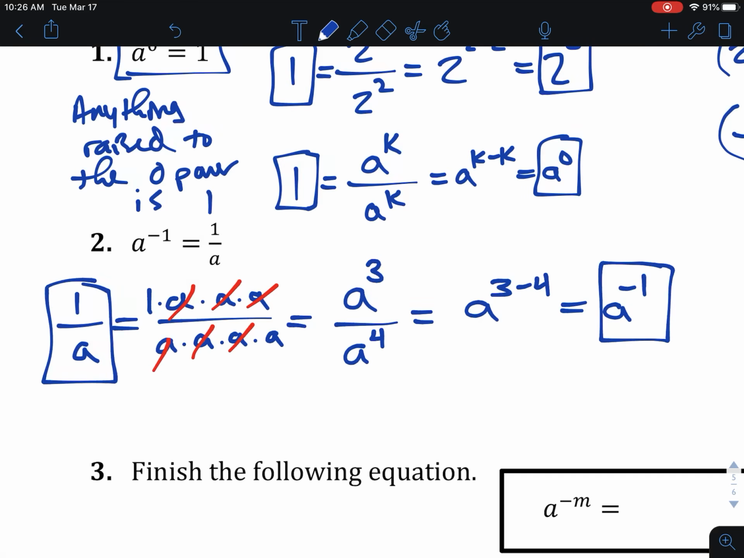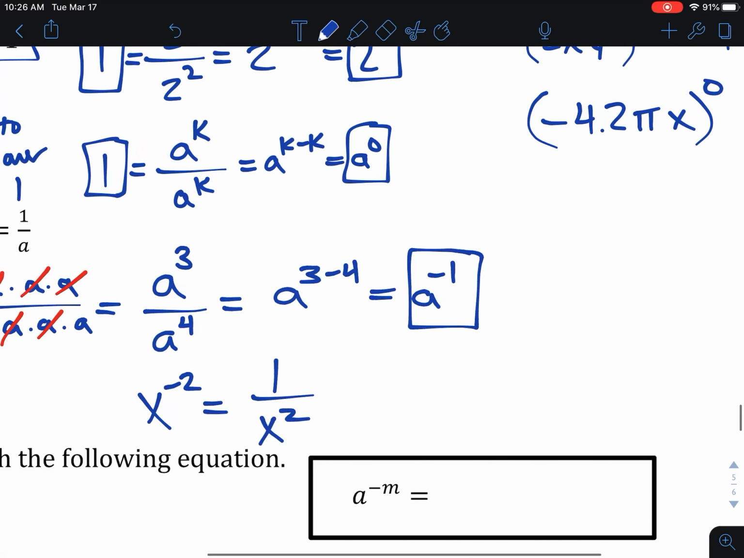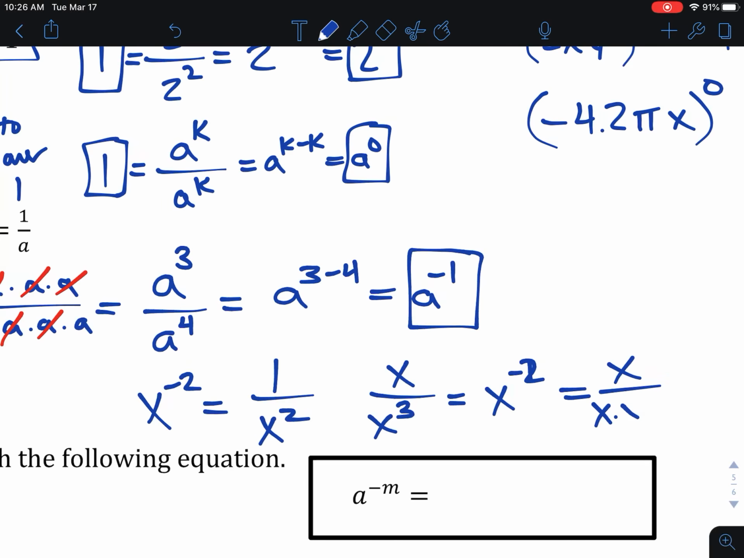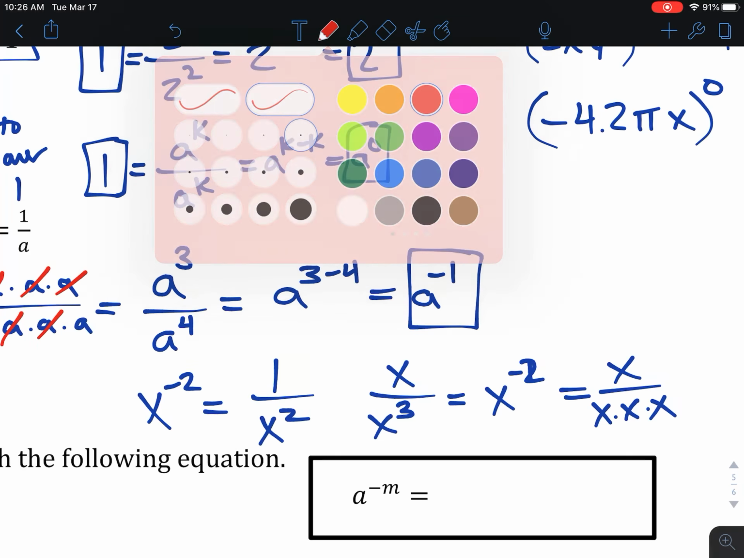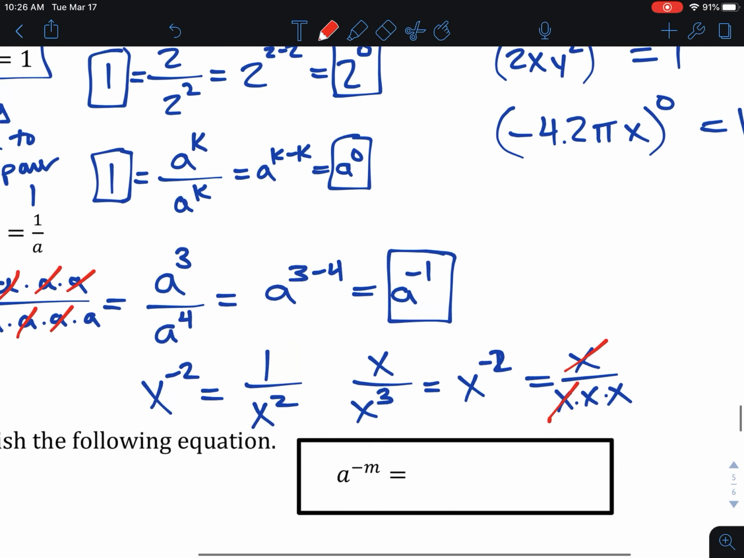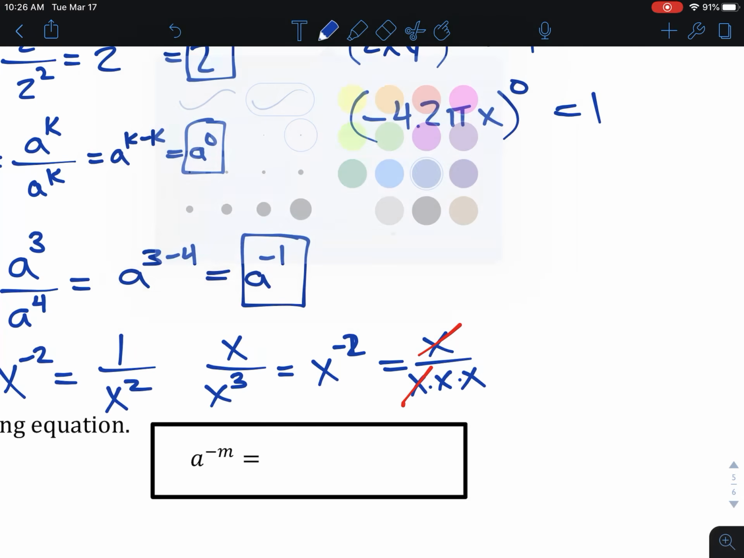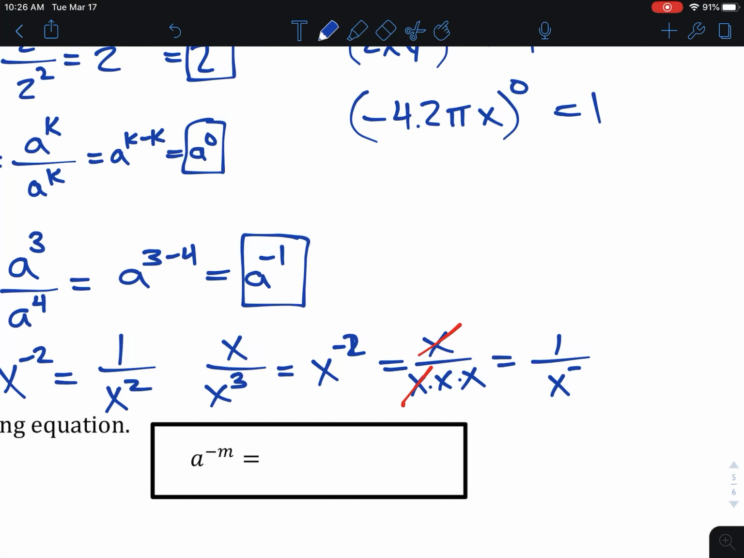So we could do this for anything, though. Say it's x to the negative 2. That would be 1 over x squared, for the same reason as before. So how would you get that? Well, let's say we do x divided by x cubed. That would be x to the negative 2, because it'd be x over x times x times x. So 1 x cancels top and bottom, and you're left with 2 x's in the bottom and a 1 up top. So basically what happens is any negative exponents are going to go to the bottom of the fraction and become positive. That's our last rule here.